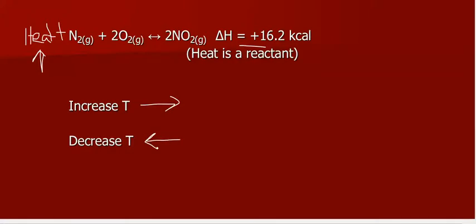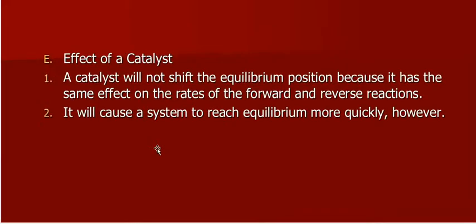So concentration, pressure, and temperature can affect the equilibrium position, and it will shift accordingly to reestablish equilibrium. The effect of a catalyst will not shift the equilibrium position. It has the same effect on both the forward rate and the reverse rate. It speeds it up. It will cause the system to reach equilibrium more quickly, but it doesn't affect the equilibrium position. It's not going to shift left or shift right with a catalyst.